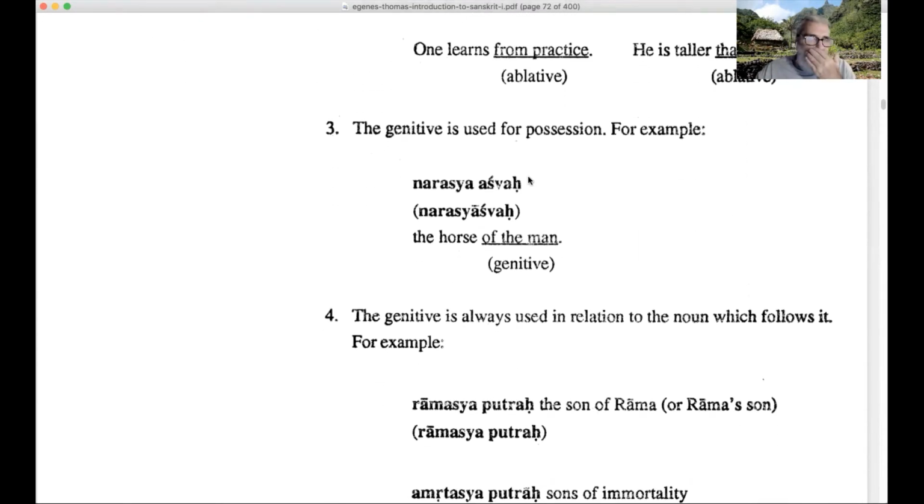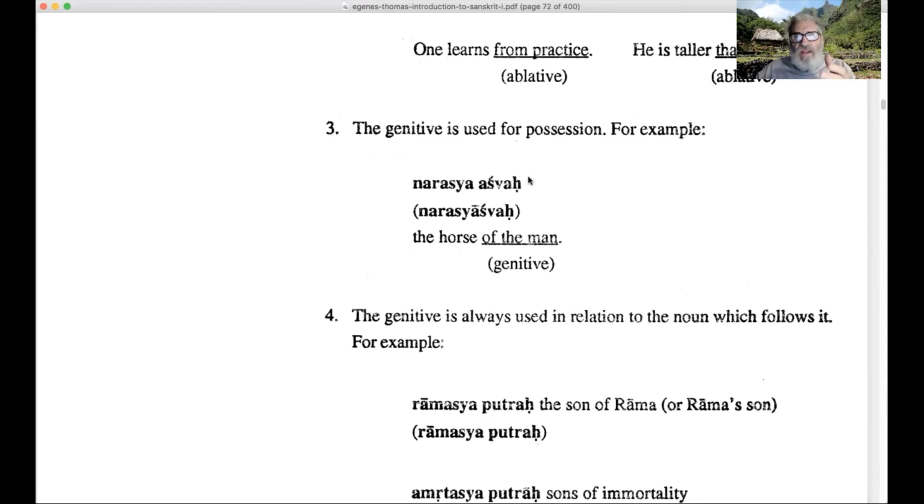So the genitive now. The genitive is used for possession or ownership. So, for instance, in English, I could say, Keshava's book. If I say Keshava's book, I add an apostrophe S to Keshava, and it shows possession that Keshava owns the book. Keshava's book, like that.